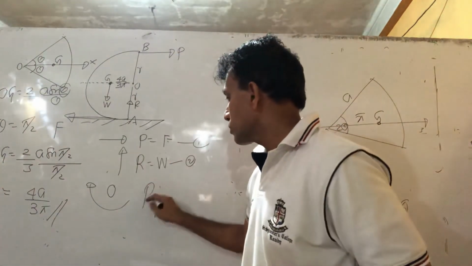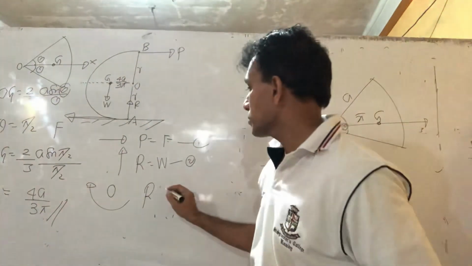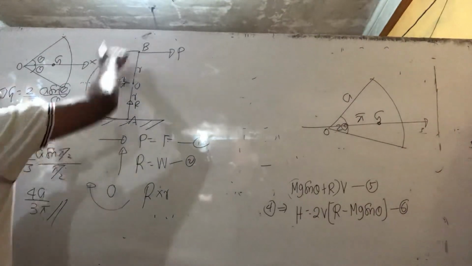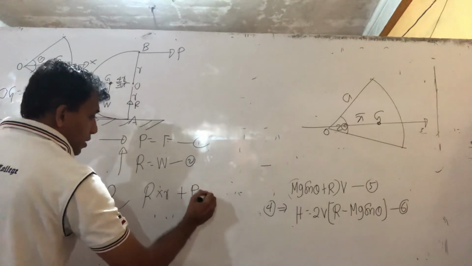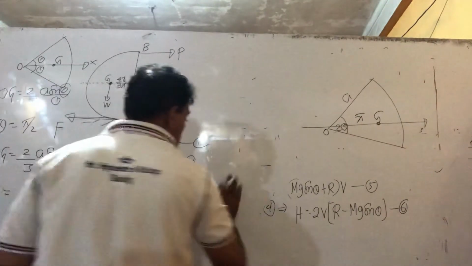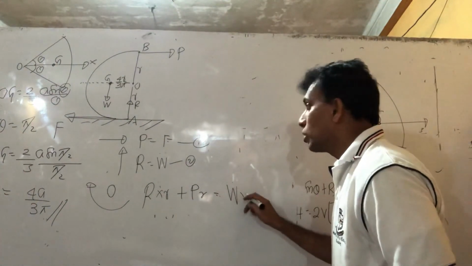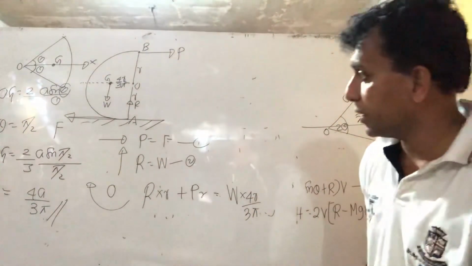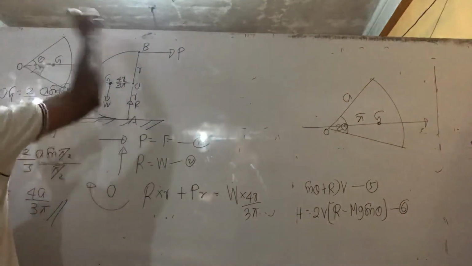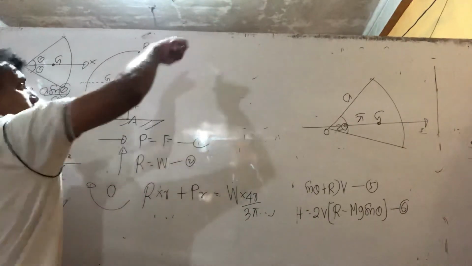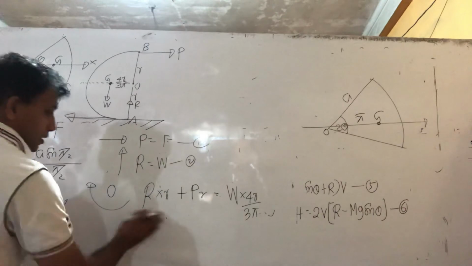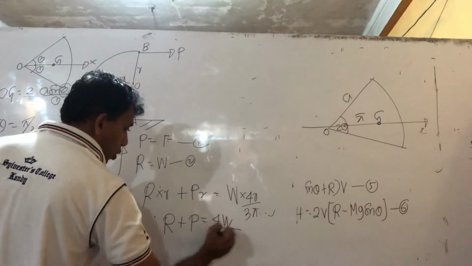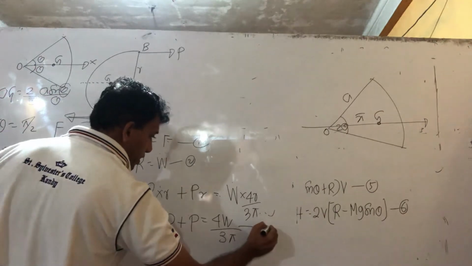So write this. F into r, small r, in this case this radius R, right? F into R plus P into R. This is in the opposite direction, minus W, on the other side, W into what is that? 4R over 3 pi. Take moments about this point: F into distance plus P into distance minus W into distance. And you see all R cancel. F plus P equals 4W over 3 pi, say your third equation.